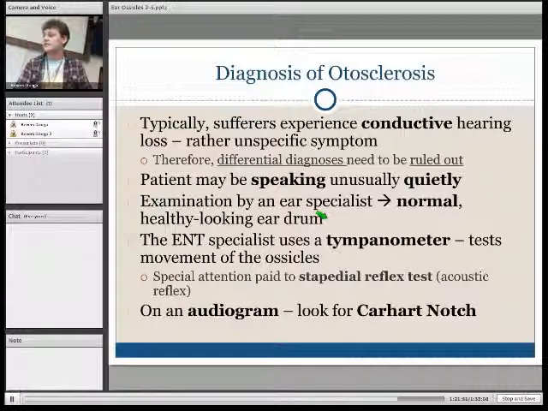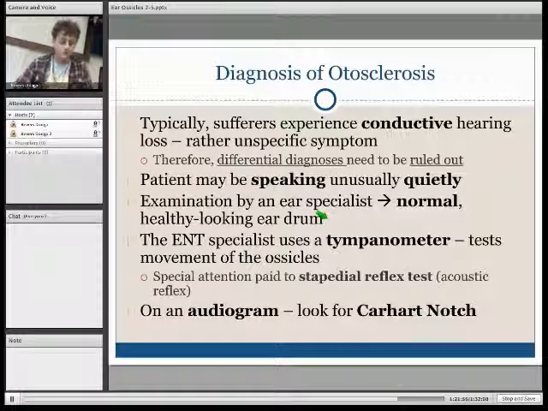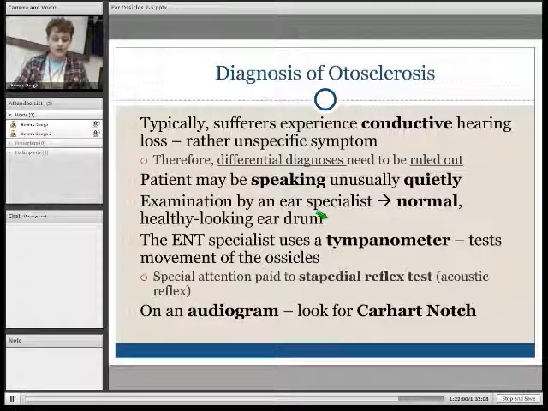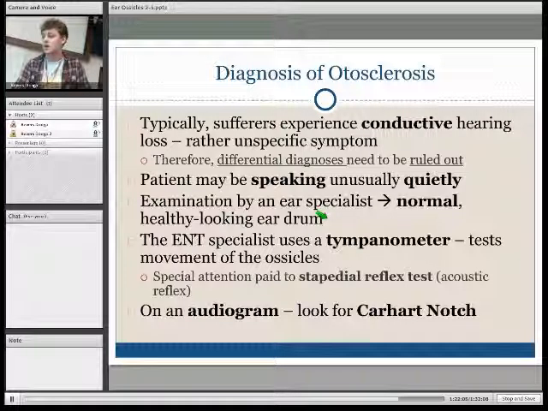The gold standard for diagnosis is when we look at an audiogram, we get a Carhart notch, which is a drop in bone conduction at thresholds of 20 to 30 decibels, most pronounced at 2000 hertz.